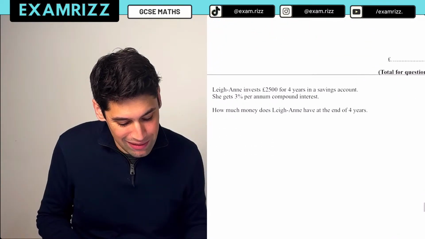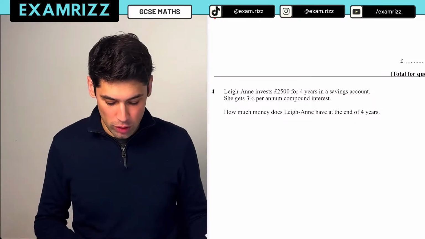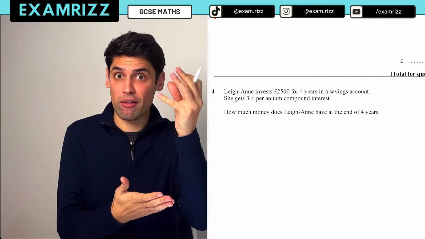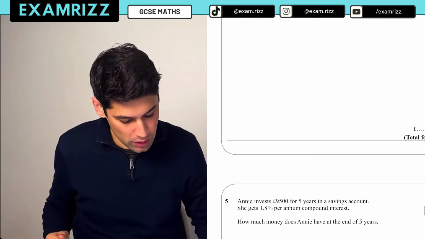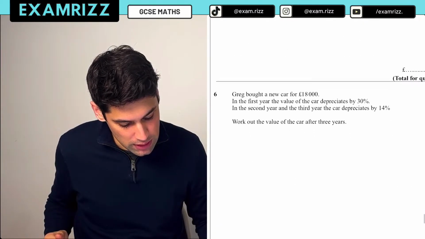Now, Leanne invests some money. Okay, I think we've got the idea of this formula. So it's just original amount times by the decimal multiplier to the power of how many years equals the new value. So let's skip past some of these.